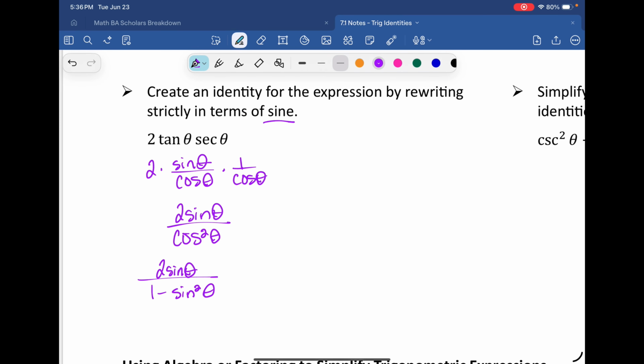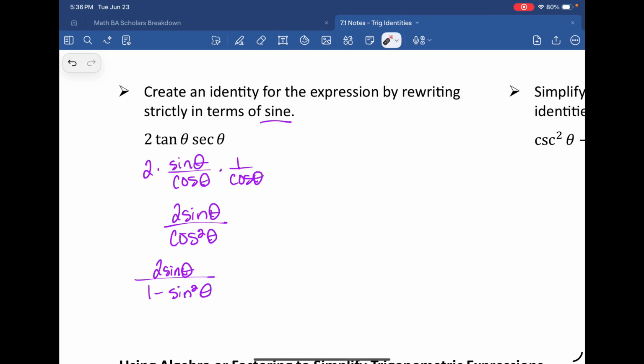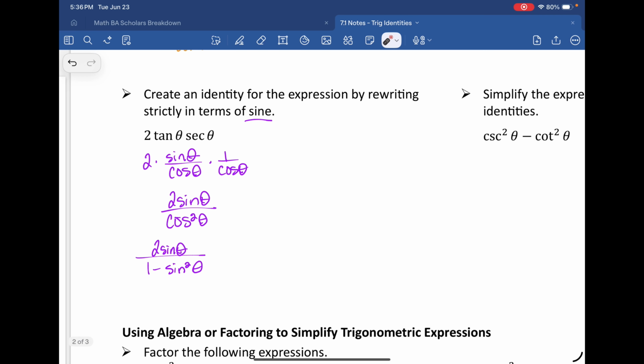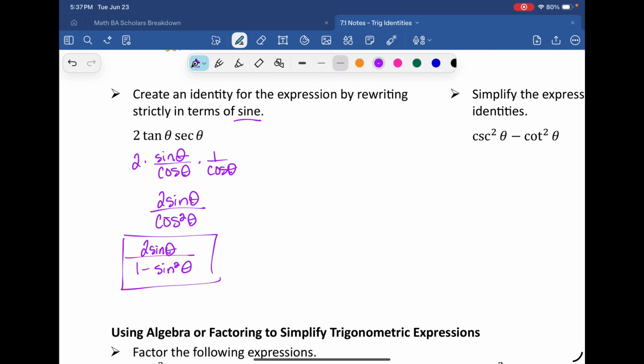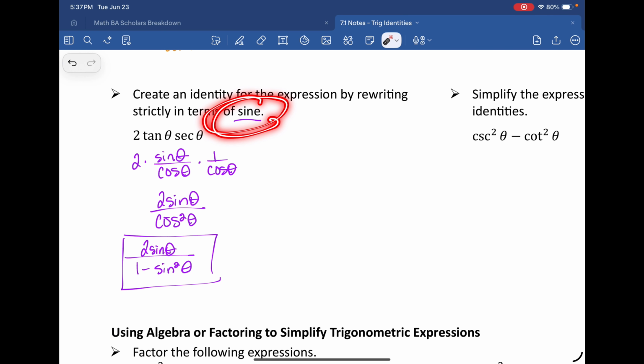Now, all it wanted me to do was write it strictly in terms of sine. So I only want one function there and I want it to be sine, which is what I've done. I can't take this and simplify it any further because I would lose sine. So this is as far as I can go on this function. I don't usually like this kind of thing because it doesn't feel like it's done, but I did what the directions asked me and wrote it in sine.